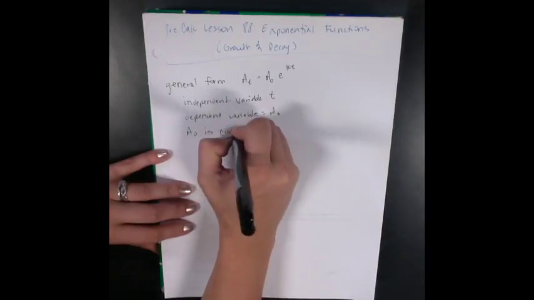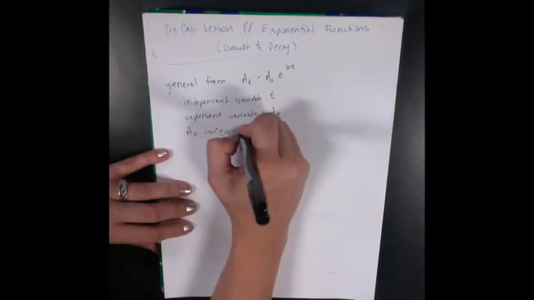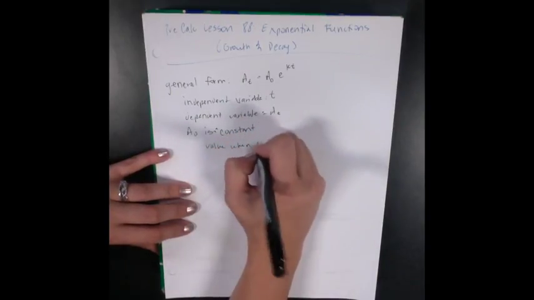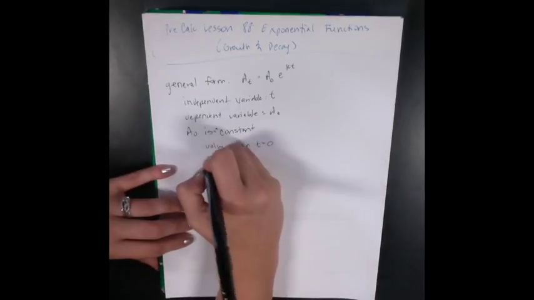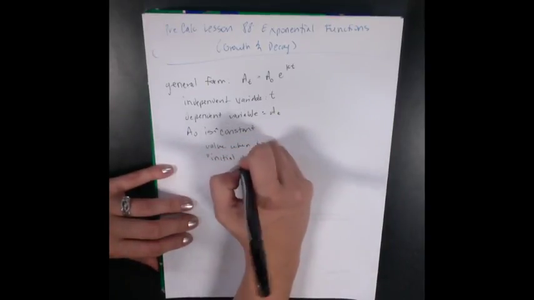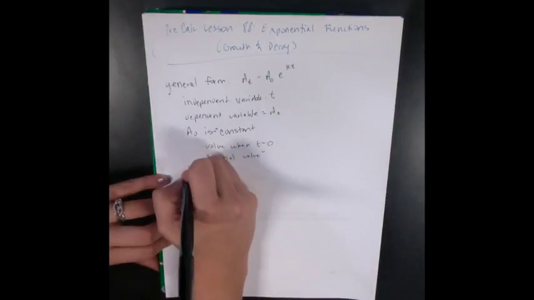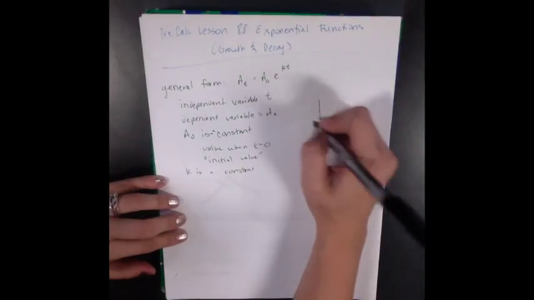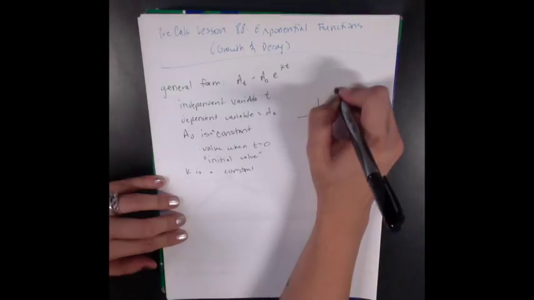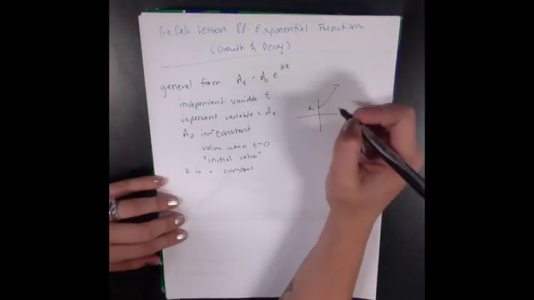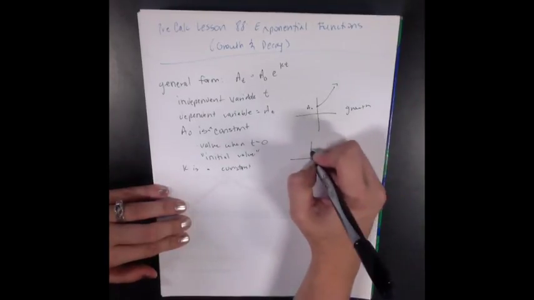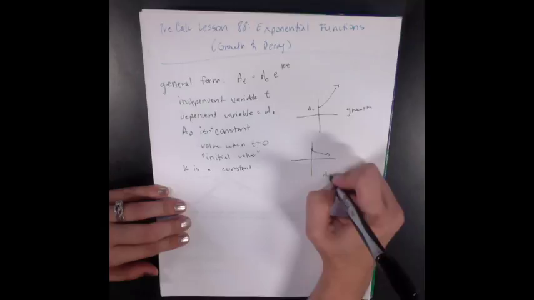A sub 0 is a constant, and it is the value when t equals 0. It's our initial value. And k is also a constant. Now exponential growth looks like this. This is A naught. This is growth. And exponential decay looks like this.